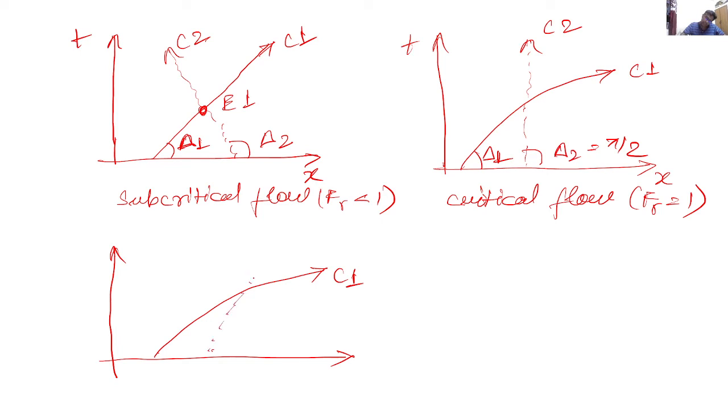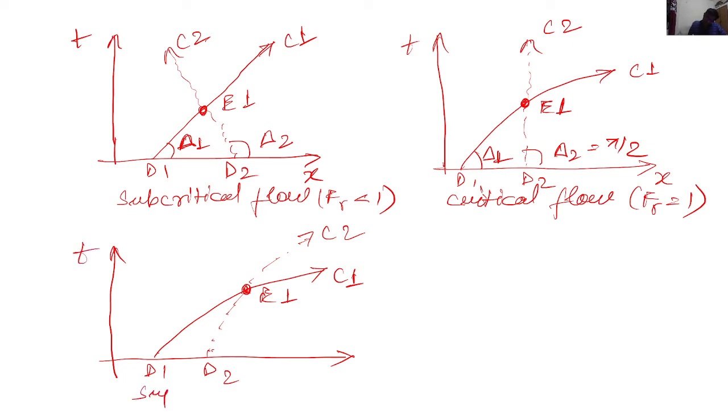And C2 will look like this. Let this be E1, the point of intersection. So this will be how the supercritical flow condition would look like in a characteristic plane. Supercritical flow, Froude number is greater than 1.